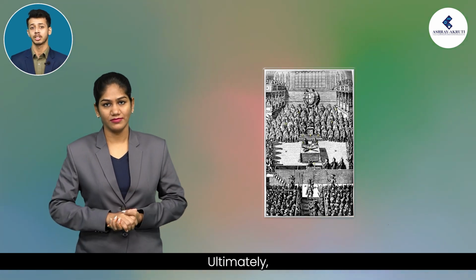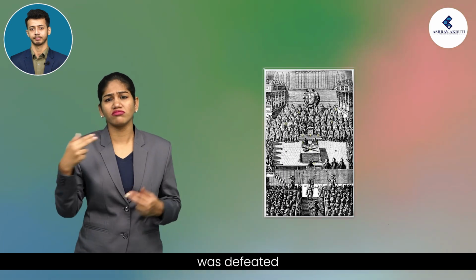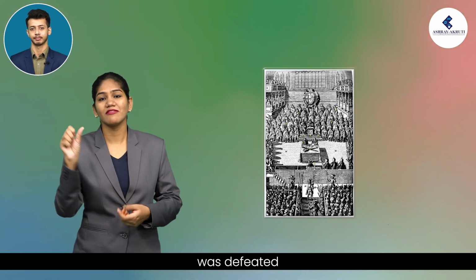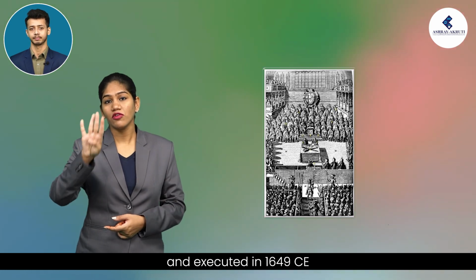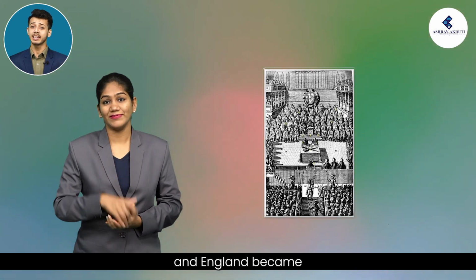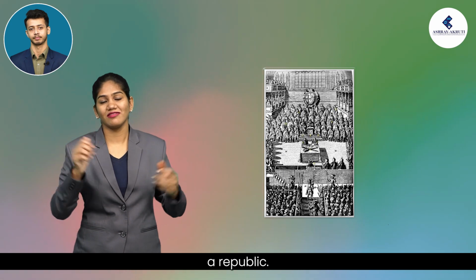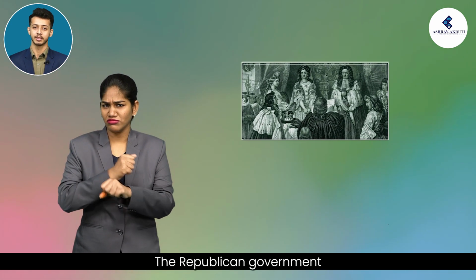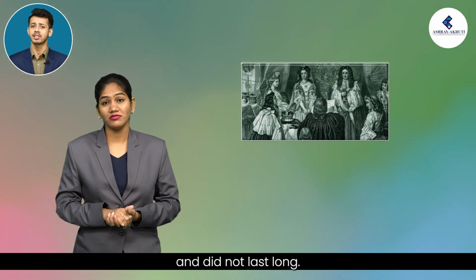Ultimately, Charles I was defeated and executed in 1649 CE, and England became a republic. The Republican government was not very successful and did not last long.